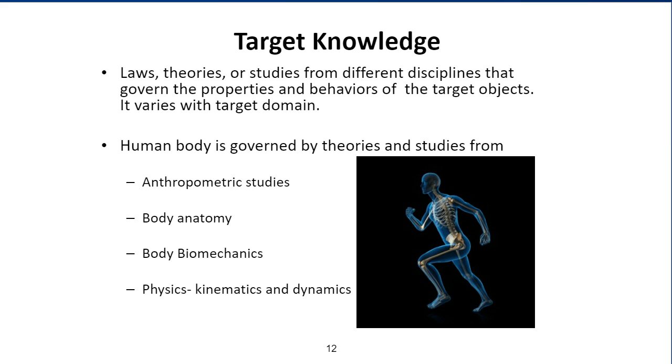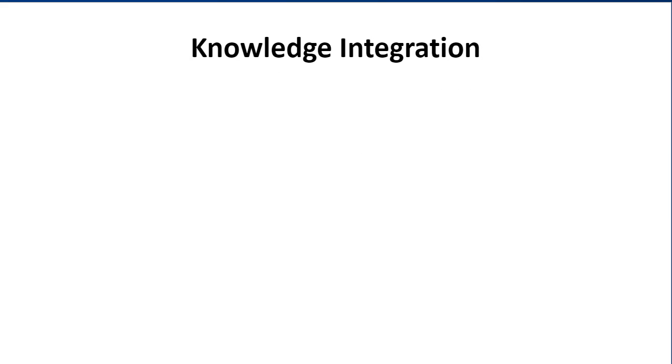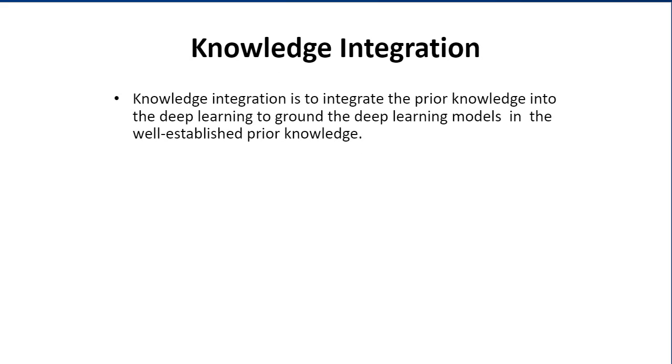So all this knowledge from different sources, if we use them collectively, can provide strong supervision for the training of the deep model. These sources of knowledge are very generic. They apply to different body poses, different body shapes, and different body motions. So we want to use them to supervise the training of the deep model. The second step for the proposed approach is knowledge integration. Once we have identified the knowledge, we need to integrate it into the deep model.